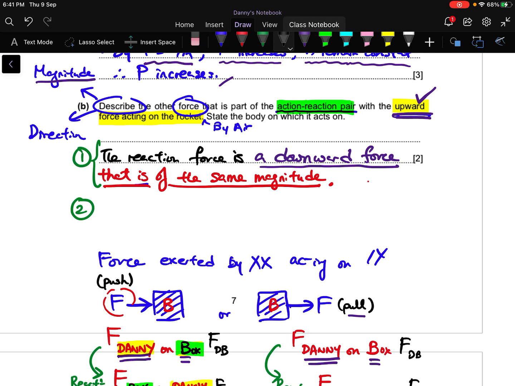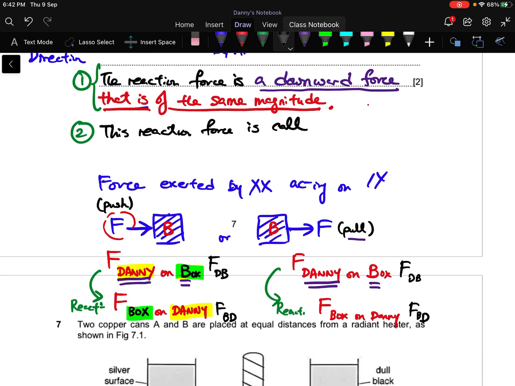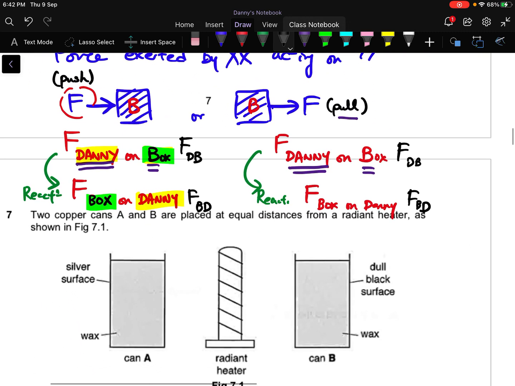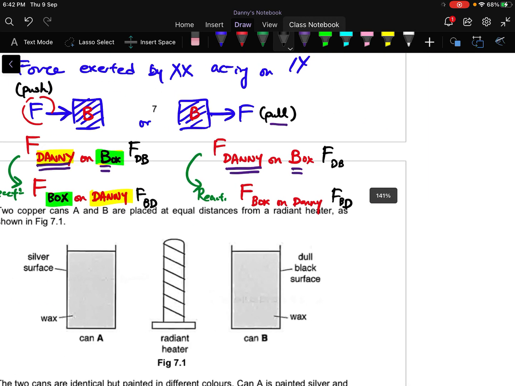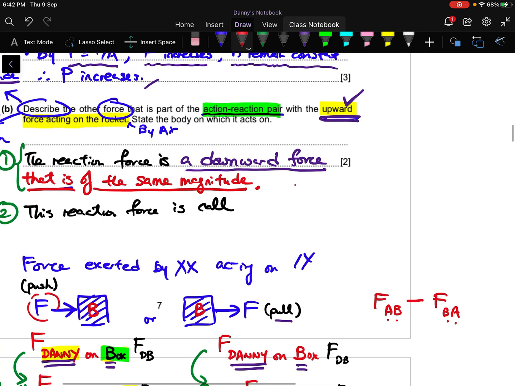Okay, second, easy. I haven't talked about the name, right? So I will say this reaction force is called, you see, simple English. You don't need to link the two sentences together, just separate them. This reaction force is called, now I make use of this. If you are from my class, you would remember me saying, reaction force of FAB is FBA. So just change these two.